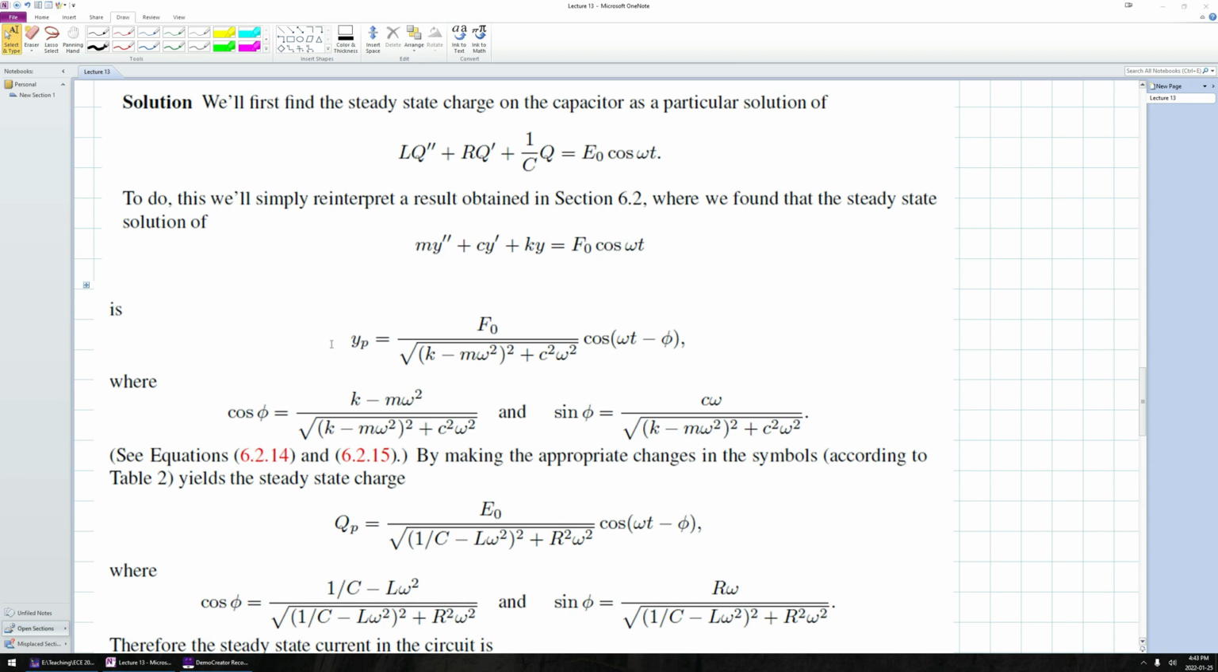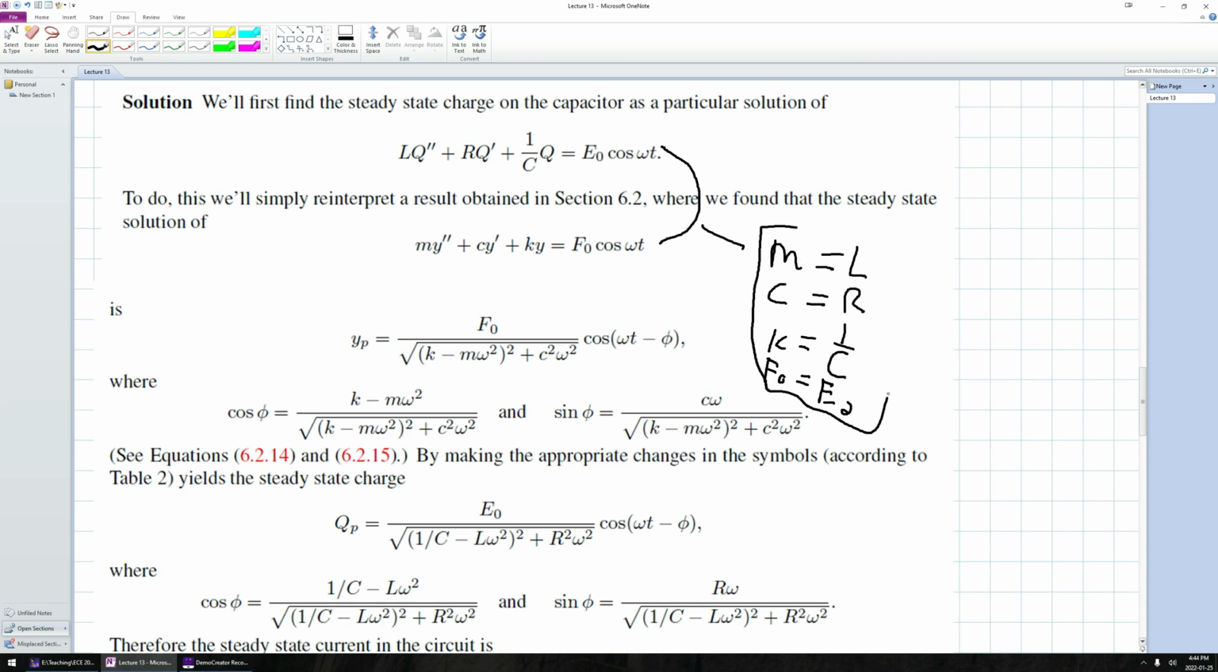Okay, so now if I want to go from this solution that I found before to a solution for here, all I need to do is a simple transform. Just by noting between this and this, if I let M equal L, if I let C equal R, and I let K equal 1 over capital C, okay, so capital C, little c, and if I let my forcing term F naught be equal to E naught, then all I have to do to get a solution to this thing here is to plug in this here. So that's exactly what the text is doing here, okay?